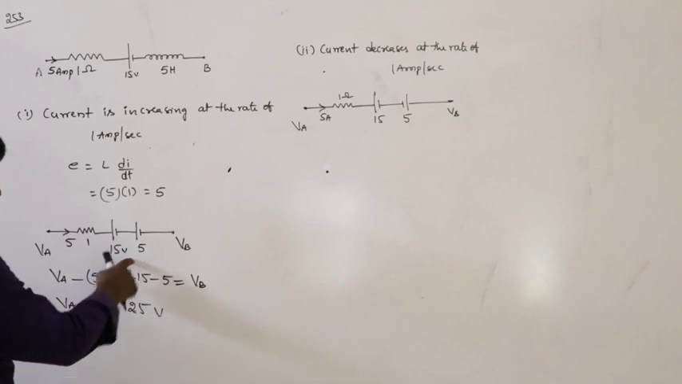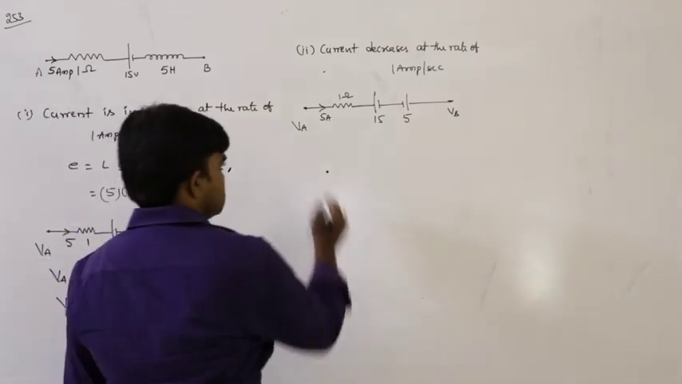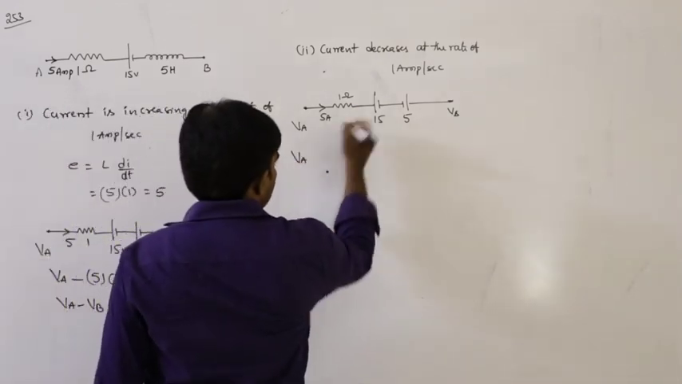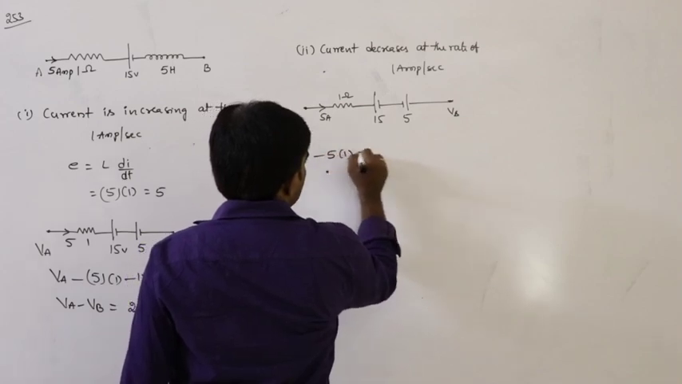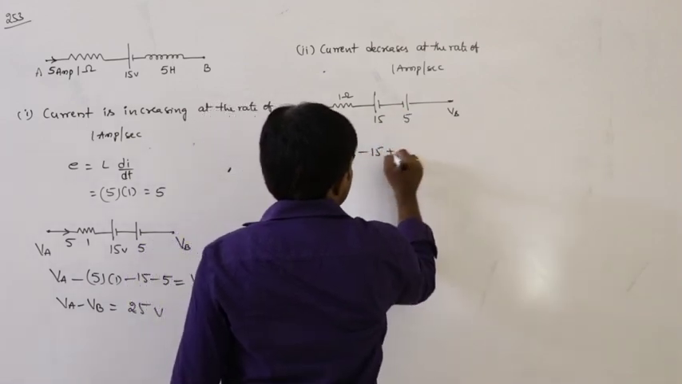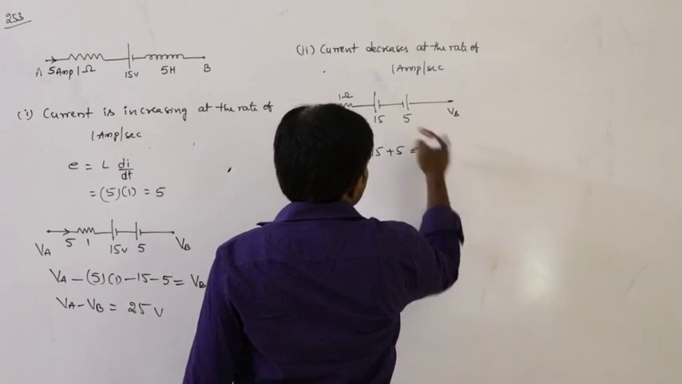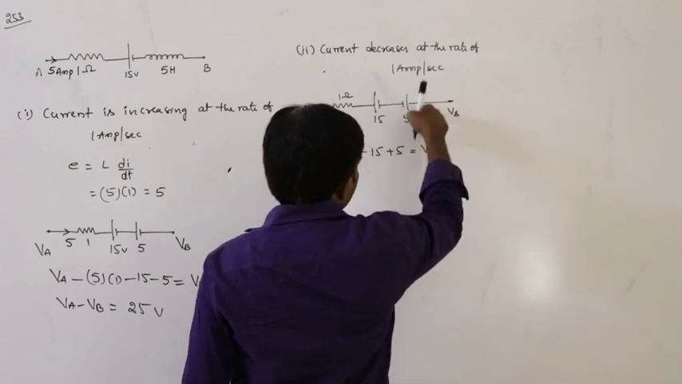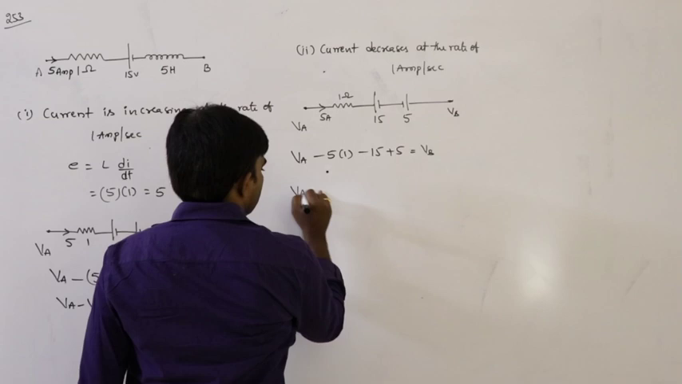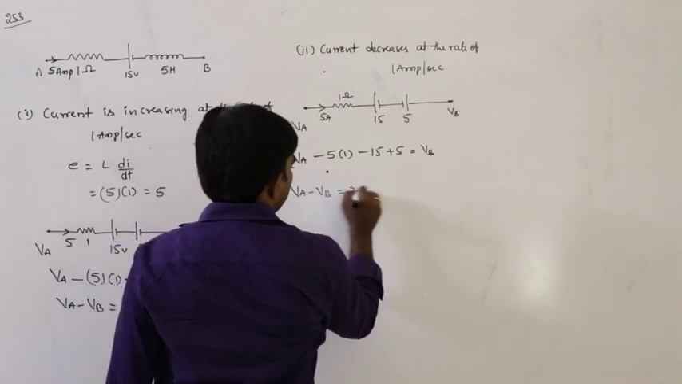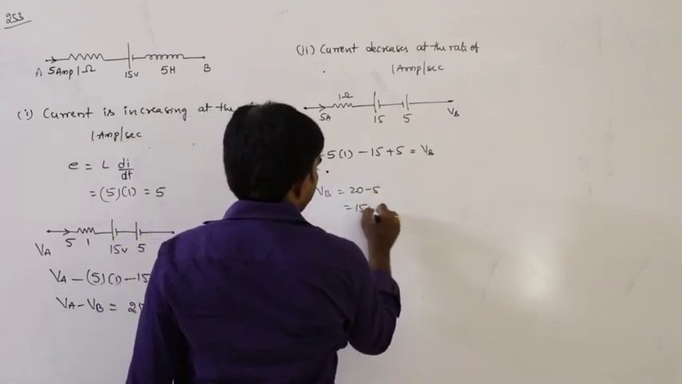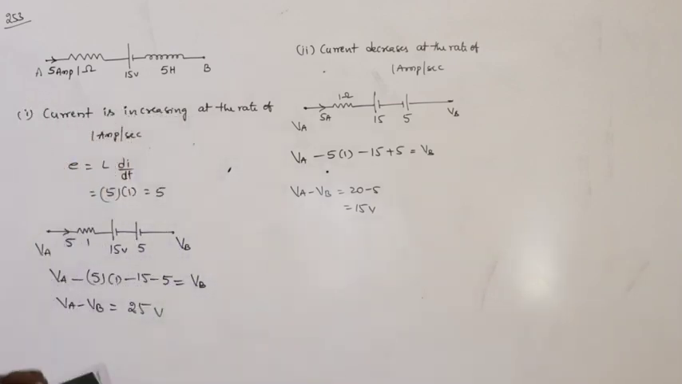Here the current increases and here the current decreases. So VA minus 5 into 1 minus 15, but it is plus 5, is equal to VB, because here we are moving from the negative terminal to the positive terminal. So VA minus VB is equal to 20 minus 5, that is 15 volts. So that is when the current increases at the rate or the current decreases at the rate. We are just using Kirchhoff's laws here. Next.